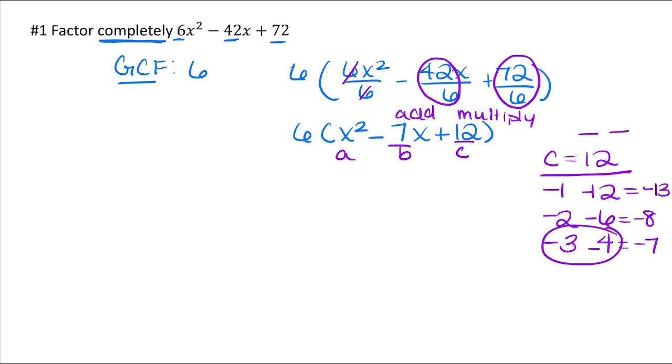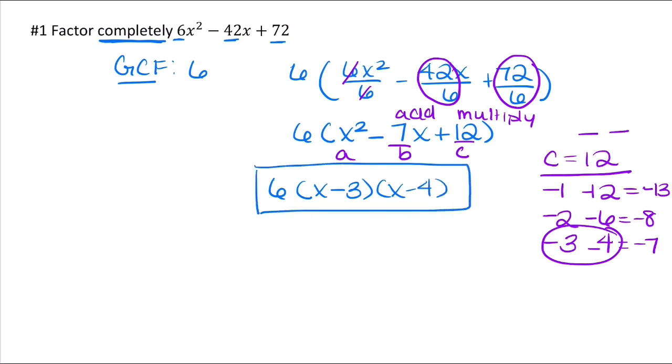So I'm going to rewrite this now as 6, because remember, don't forget the GCF in your final answer, and then we have times x minus 3 times x minus 4. So all of this is the fully factored form of this original expression that we have here.